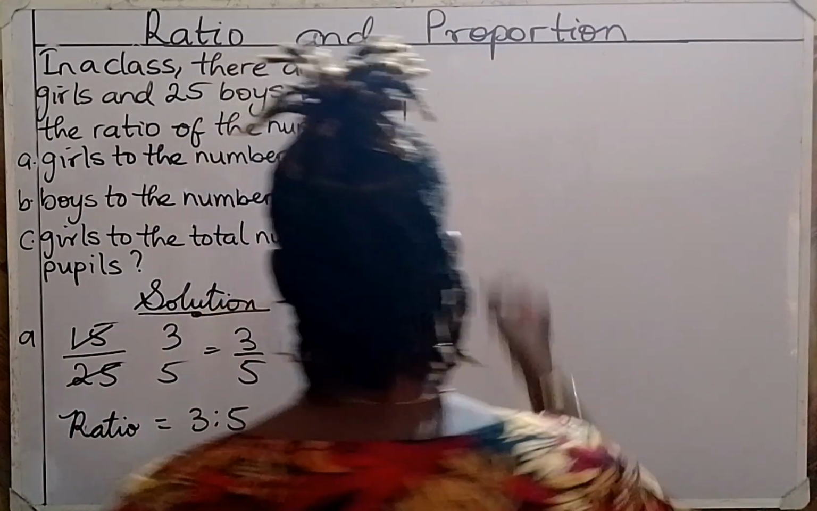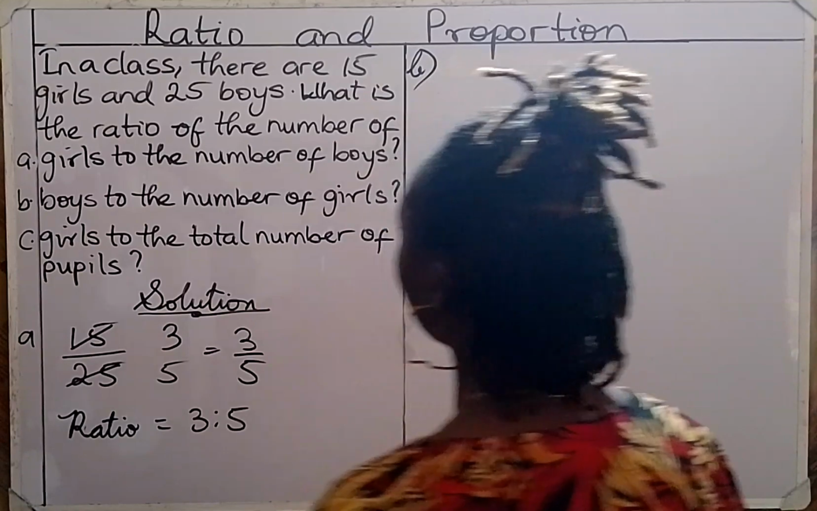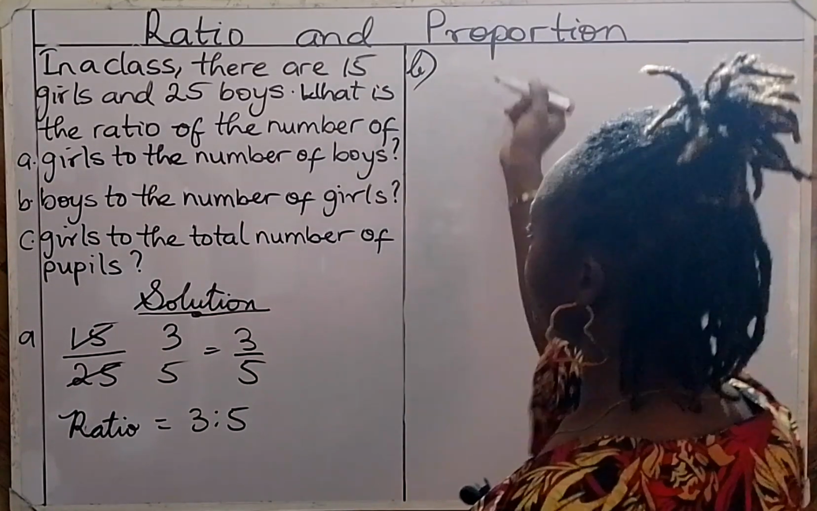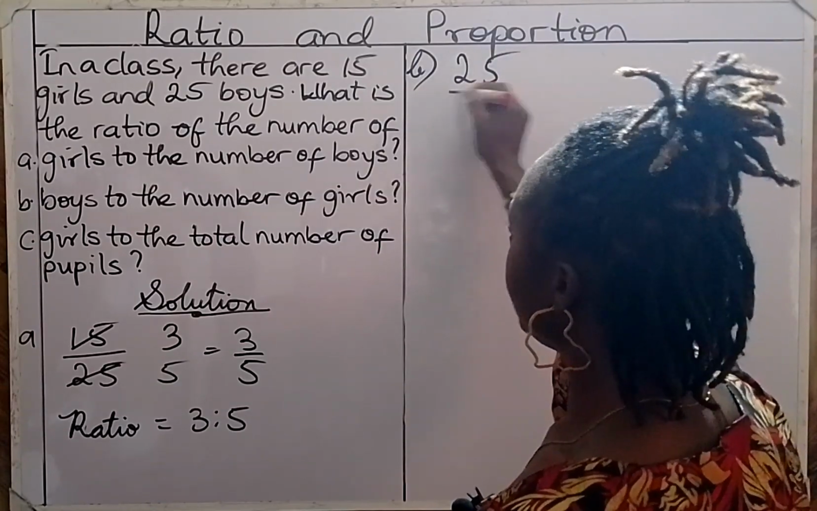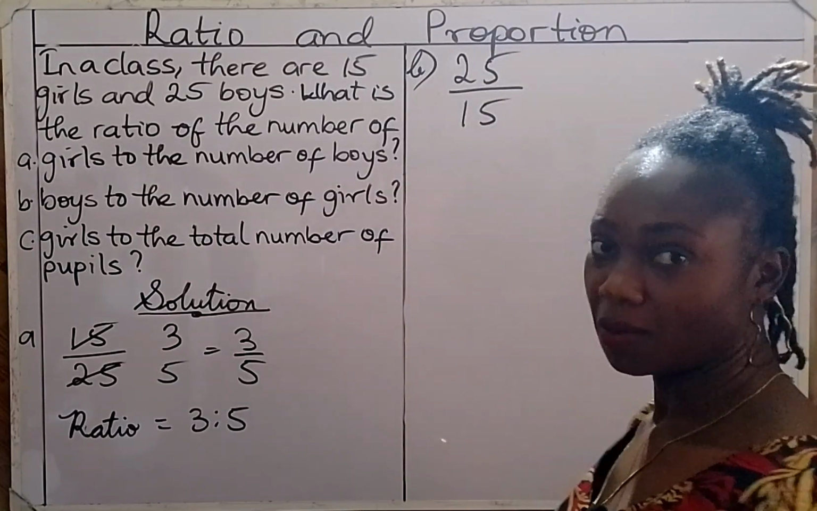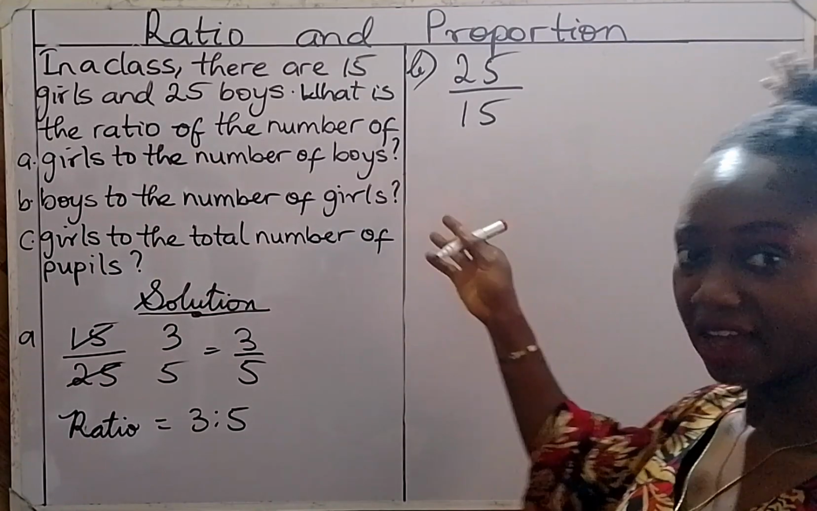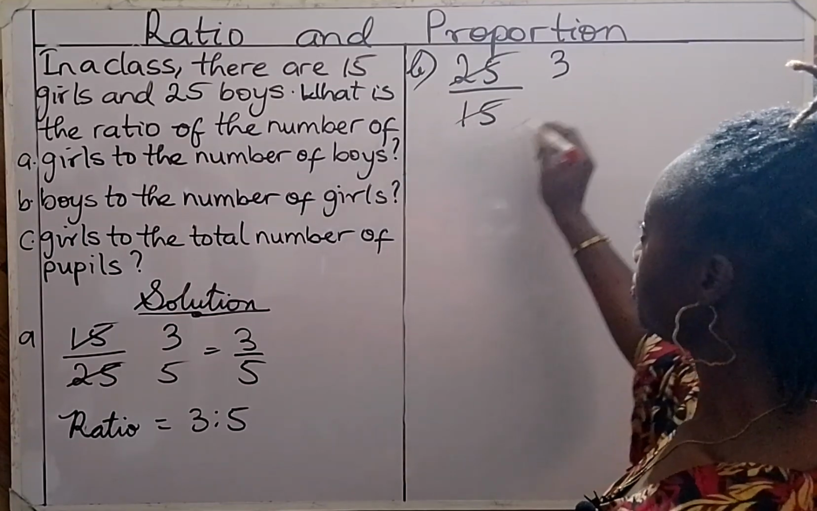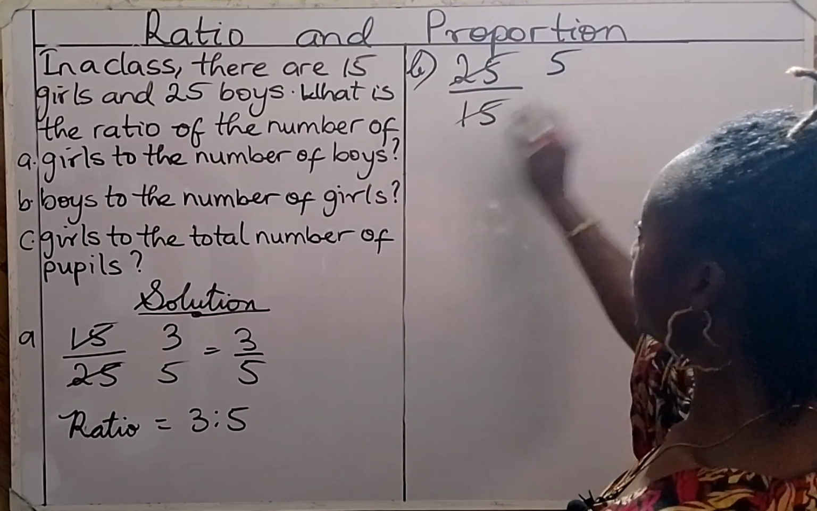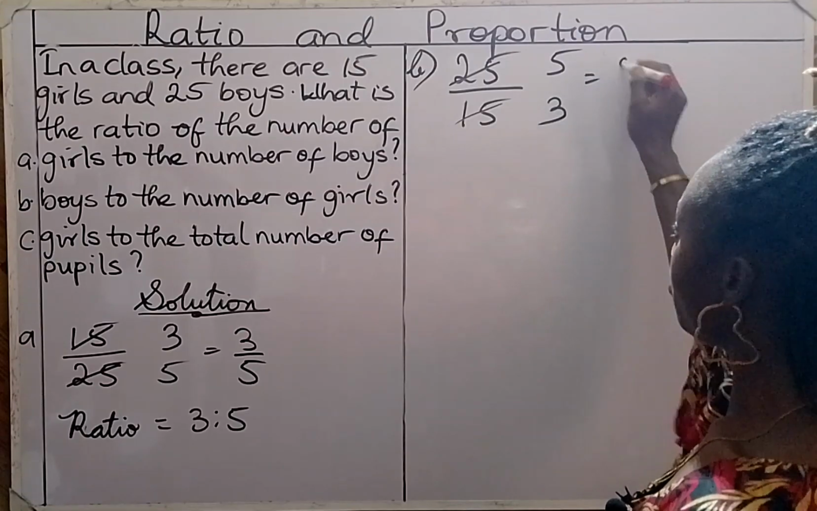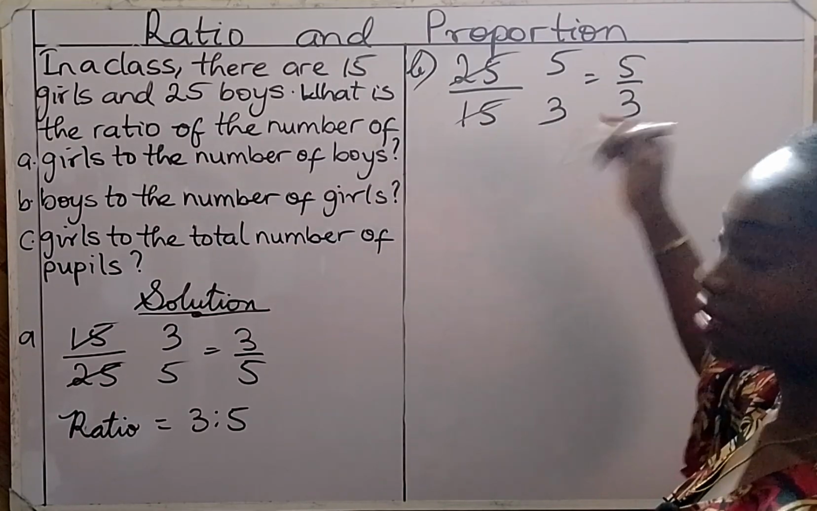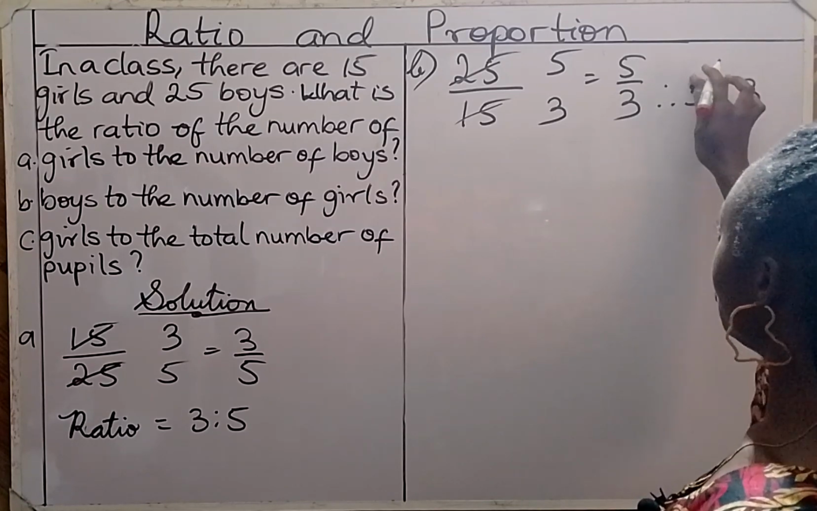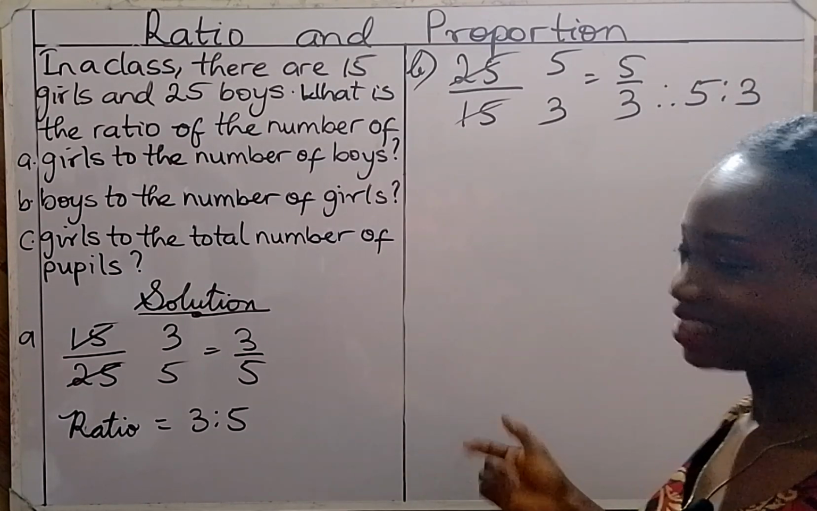Alright? Now the next one, which is, what is the ratio of the number of boys to the number of girls? Now number of boys here is what? 25, and the number of girls 15. As we did in the first question, we're also going to reduce the fraction to give us our ratio. 5 in 25 is 5, and 5 in 15 is 3. Then we'll have 5 over 3. And this makes our ratio to be what? 5:3, or 5 to 3. It's as simple as that.